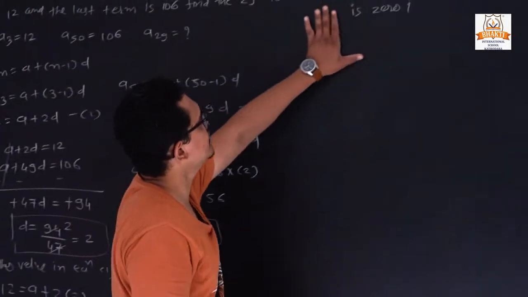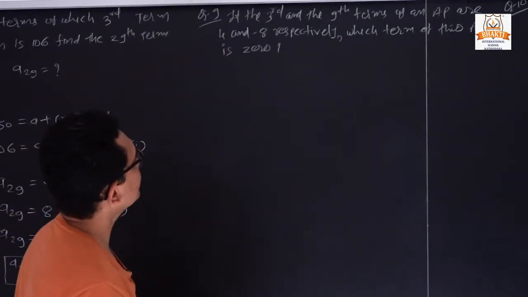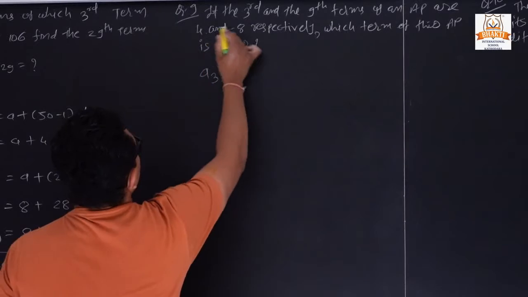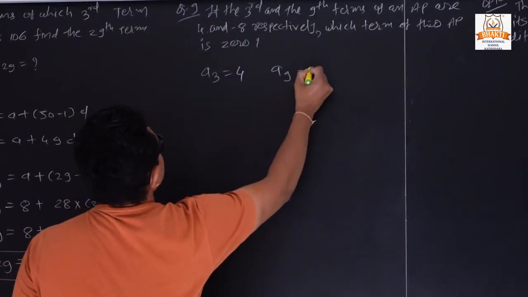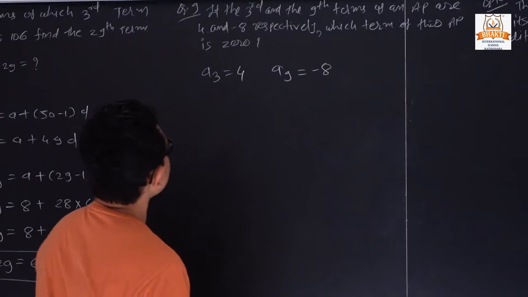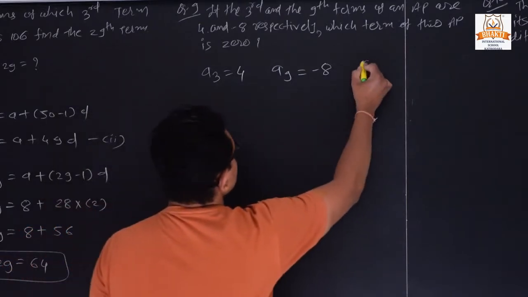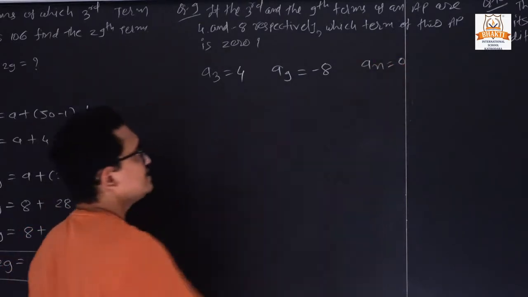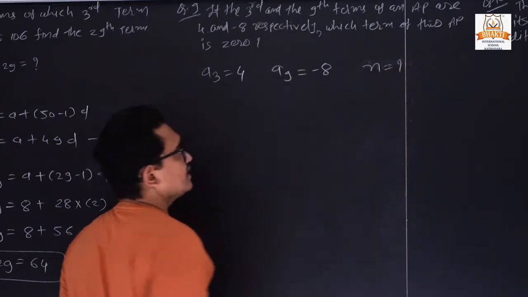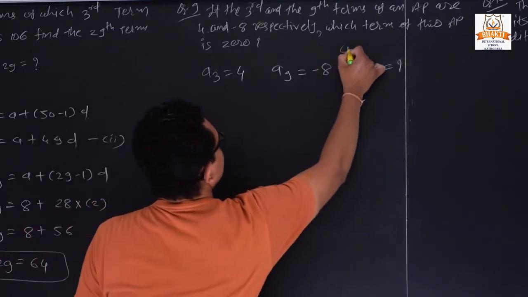Now next question, number 8. The third term is equal to 4 and the ninth term is equal to minus 8. So which term of this arithmetic progression is 0? So it means which term is 0? We want to find the value of n. Clear? And An is equal to 0, it is given.